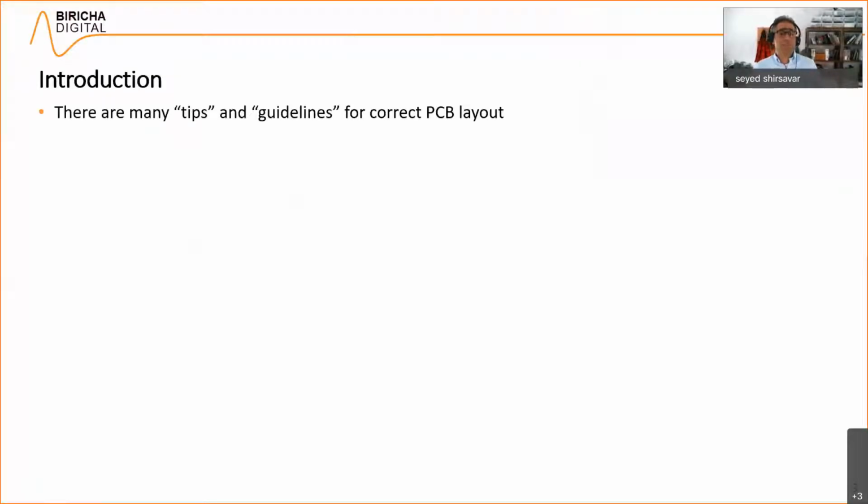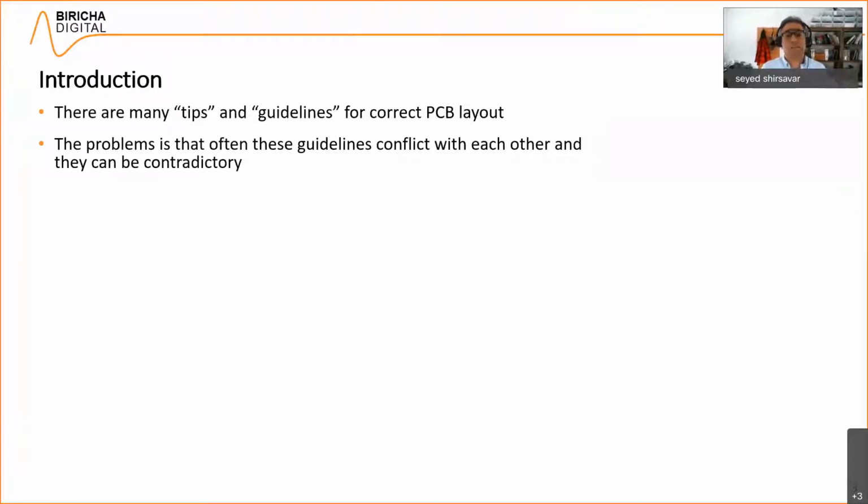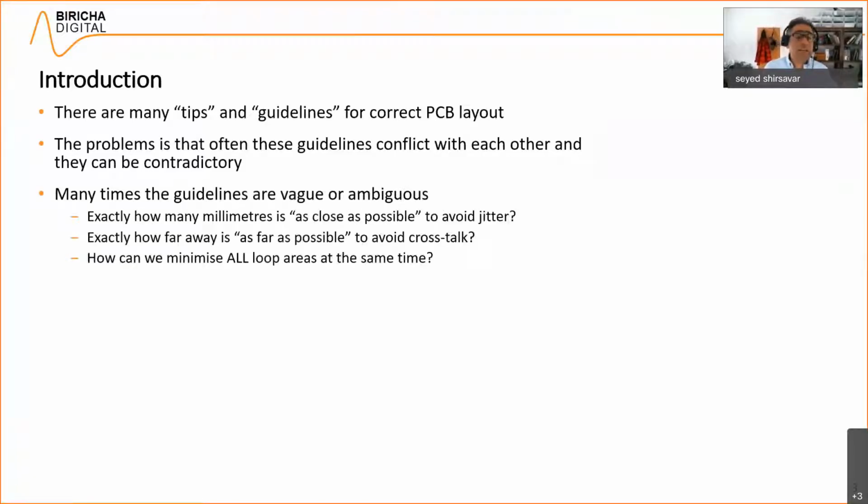So, a quick introduction. There are many tips and guidelines for correct PCB layout on the internet. The problem is that often these guidelines conflict with each other and can sometimes even be contradictory. Many times the guidelines are either vague or ambiguous. Exactly how many millimeters is as close as possible to avoid jitter? Exactly how far away is as far as possible to avoid crosstalk? If you have to avoid jitter and crosstalk, what is as close as possible and as far as possible at the same time? I'm going to talk about currents in particular today, in particular the ones in power supplies.